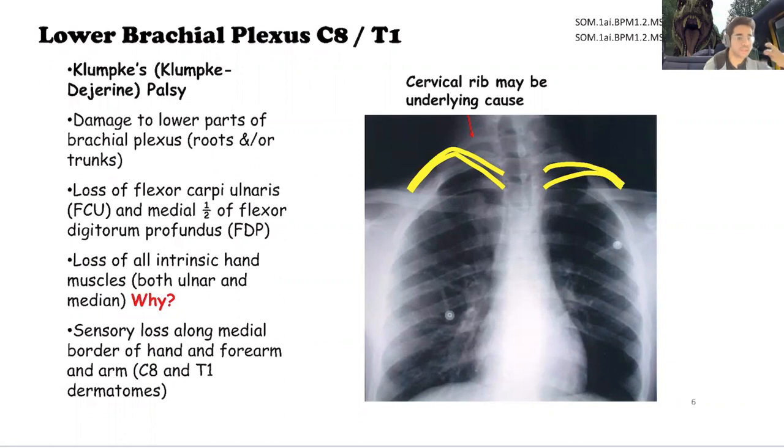Now, what is messed up? Now, what is causing this kind of clawing of their hands? It's because their lumbricals are normally flexing the MCP joints and extending the DIP joints, and the clawing is associated with the intrinsic hand muscles kind of losing their capacity. Now, the loss of the flexor carpi ulnaris and the medial half of the flexor digitorum profundus, okay?